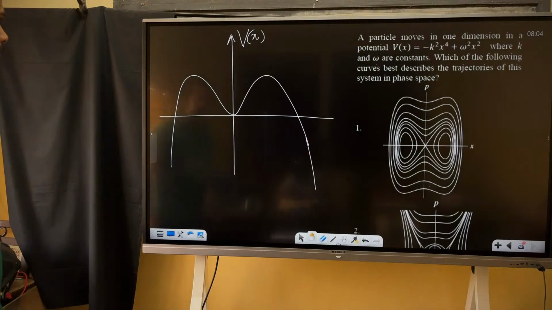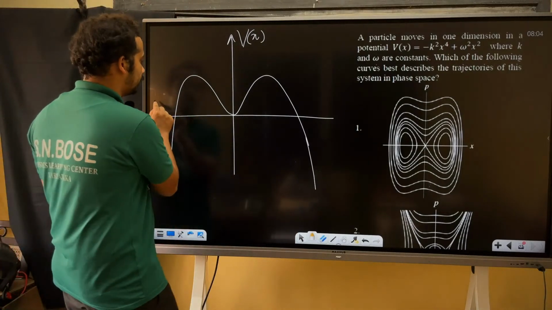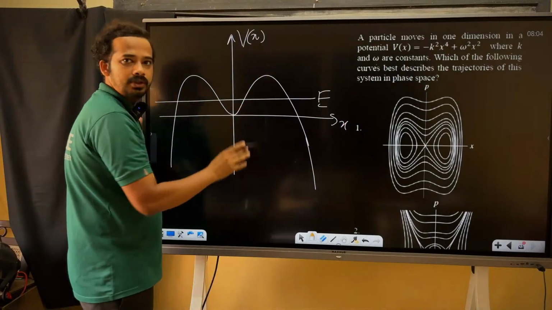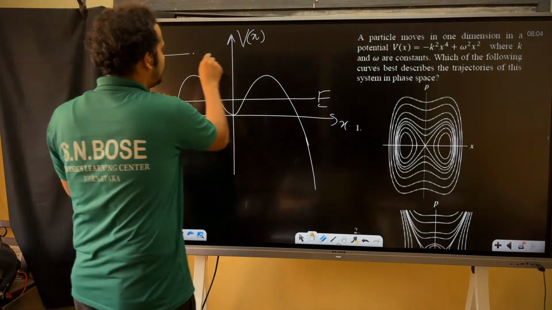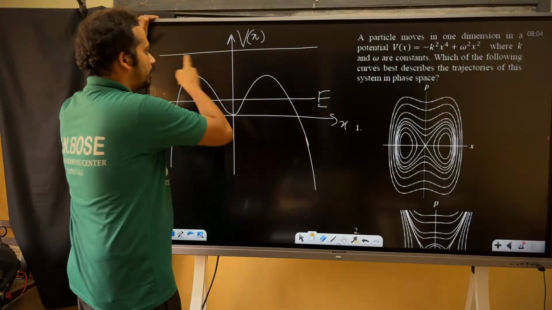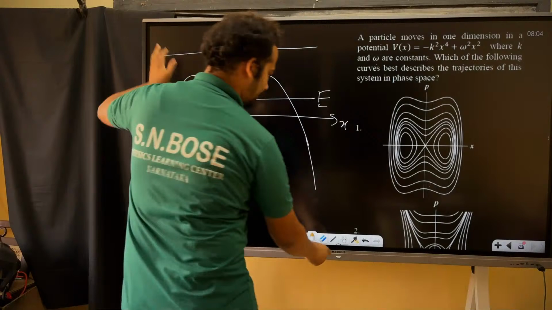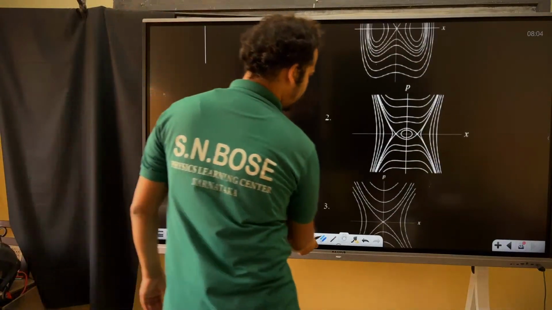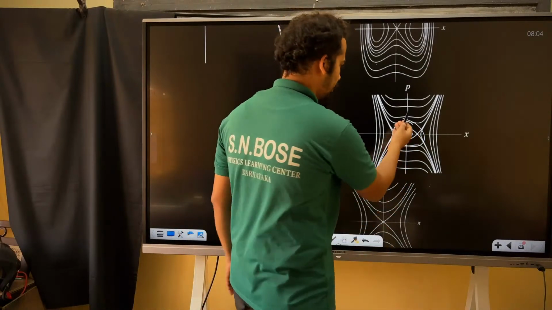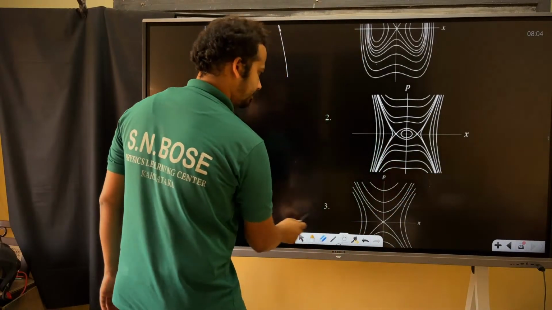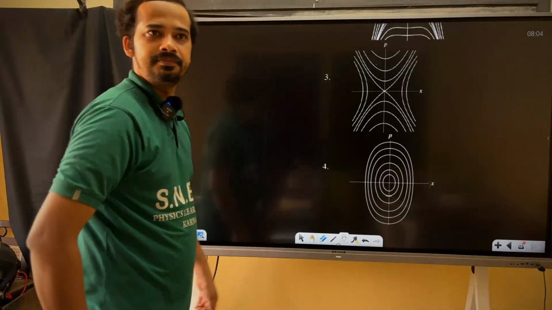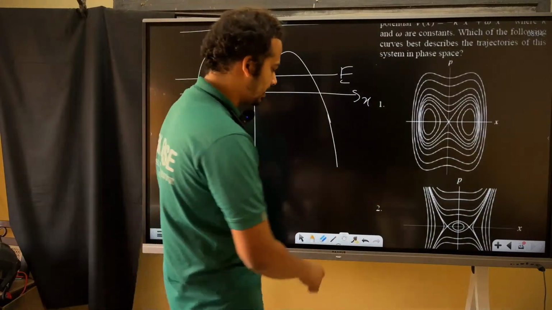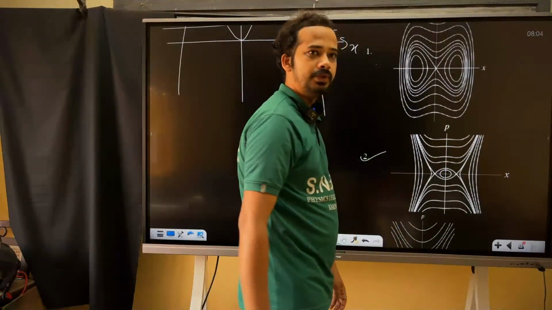Then what would happen? You have some bound motion possible. Suppose you have energy E here, then here it is unbound, here it is unbound, here it is bound. Suppose energy E is somewhere here, then all are unbound motion. Then you can have some logic here. You have some bound motion here, a closed curve here. That you can choose. That's it. Or take different energies and start plotting. You will exactly end up with this one.